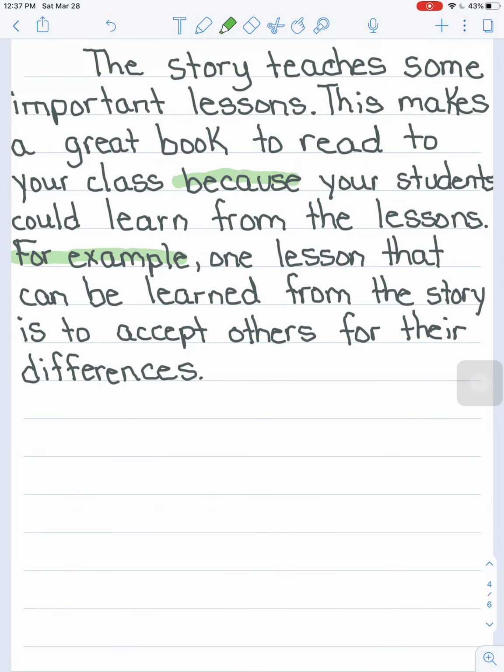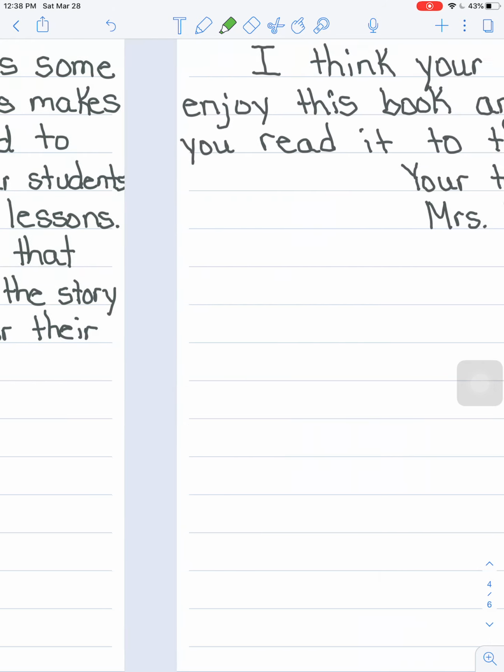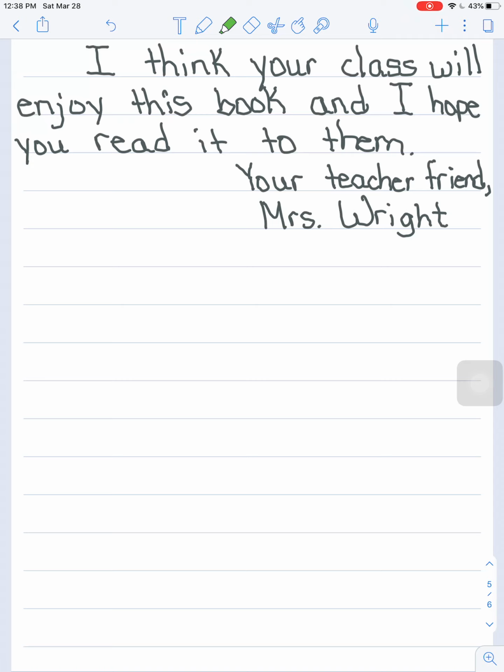The story teaches some important lessons. This makes a great book to read to your class because your students could learn from the lessons. For example, one lesson that can be learned from the story is to accept others for their differences. I think your class will enjoy this book, and I hope you read it to them. Your teacher friend, Mrs. Wright.